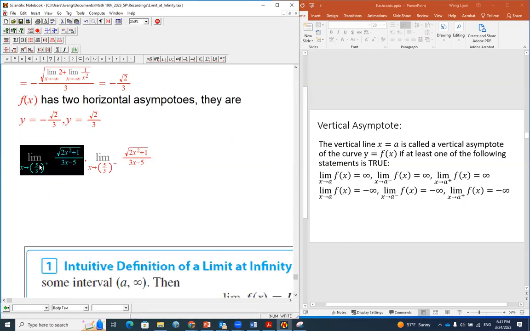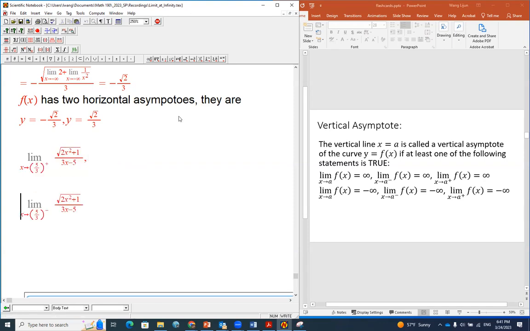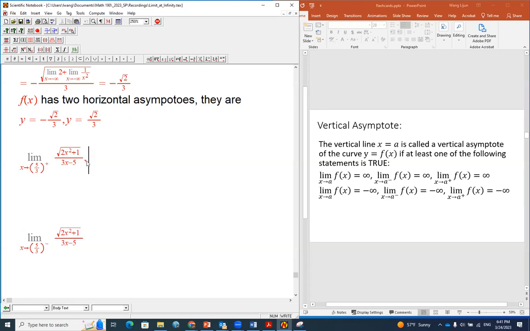Now, when this limit is in consideration, okay, let's do one at a time. You can see, unlike x approaching infinity, this time we don't need to do any algebraic manipulation. Why? Because we have a situation when x is approaching, remember the definition of limit, 5 over 3 from larger than 5 over 3. 5 over 3 is a finite number.